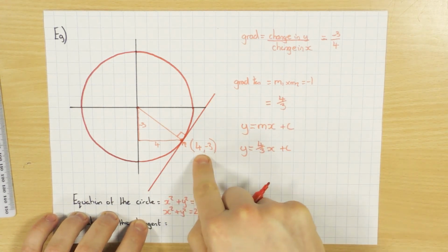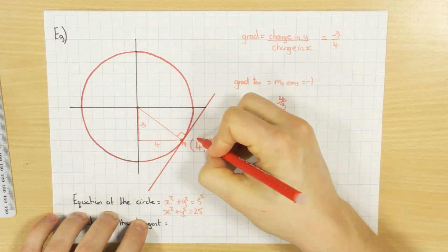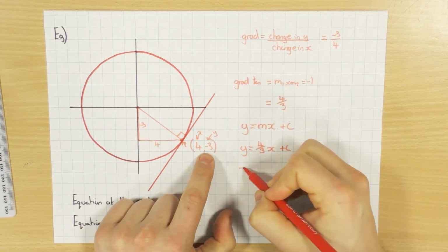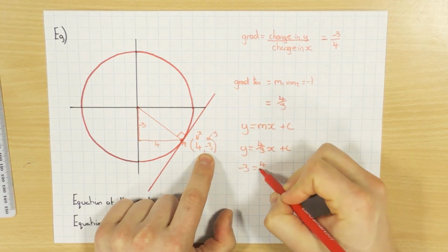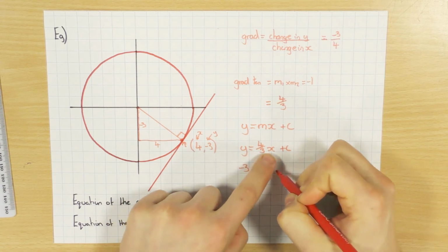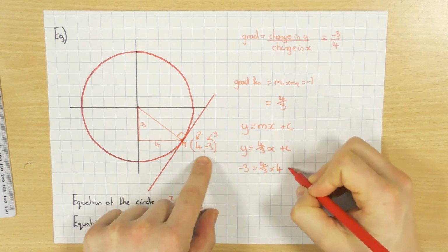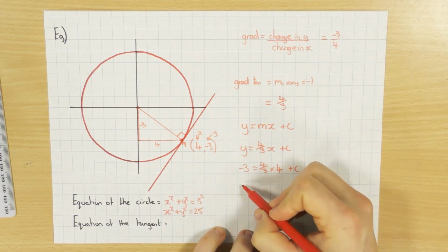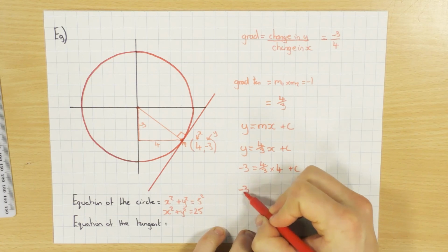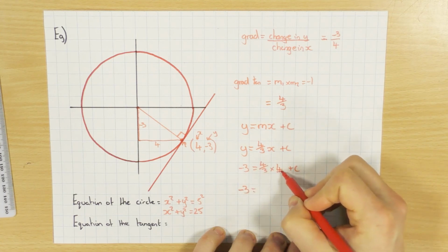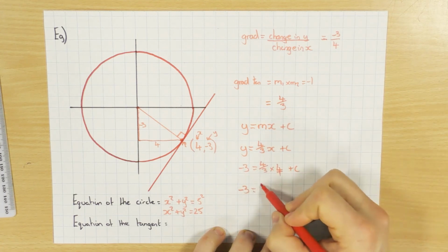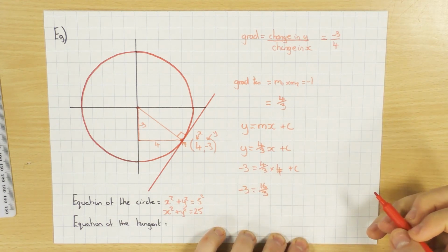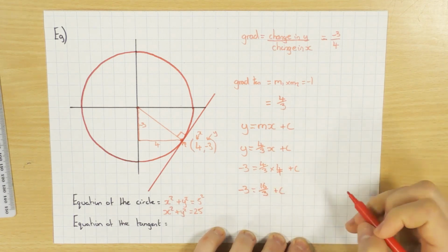So substitute those values into here. So that's my x, that's my y. So y is minus 3, so minus 3 equals my gradient, 4 over 3, times x, which is 4, and then plus c, which is my y-intercept. So let's do a bit of rearranging here. So minus 3 equals, well, 4 over 3 times 4. Think of it as a fraction. 4 times 4 is 16. And then 3 times 1 is 3. So 16 over 3. And of course, plus my y-intercept.